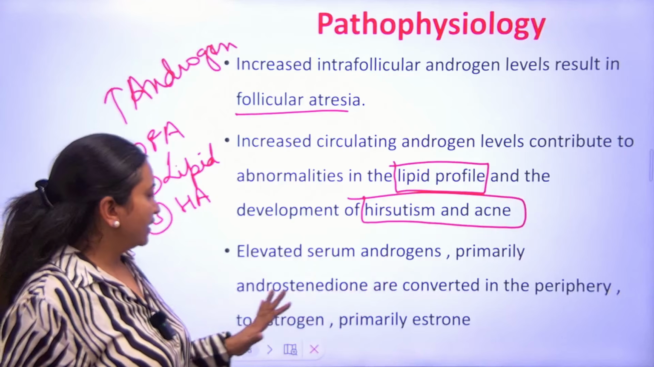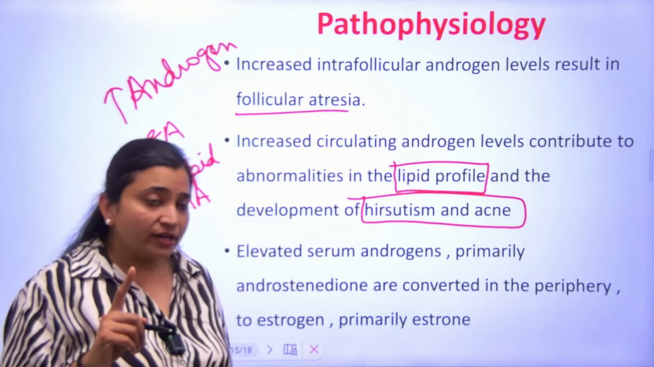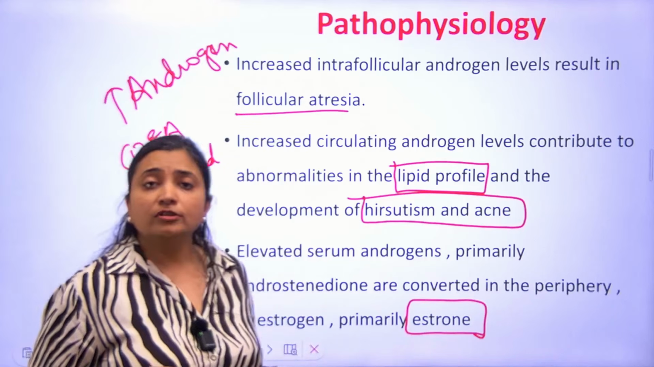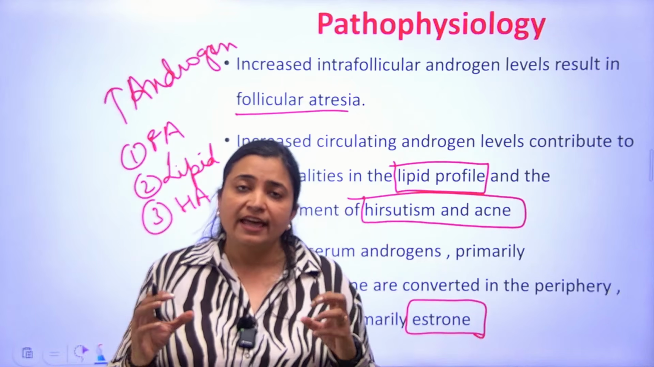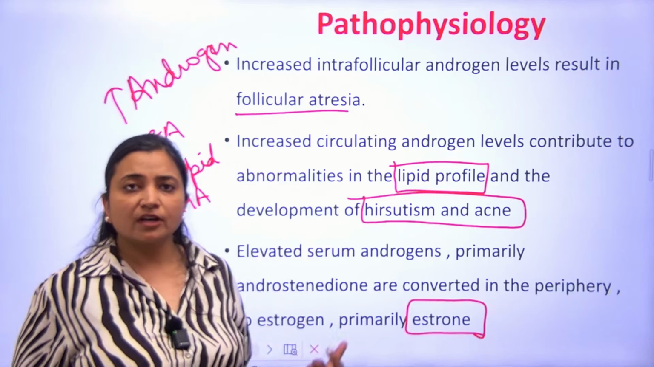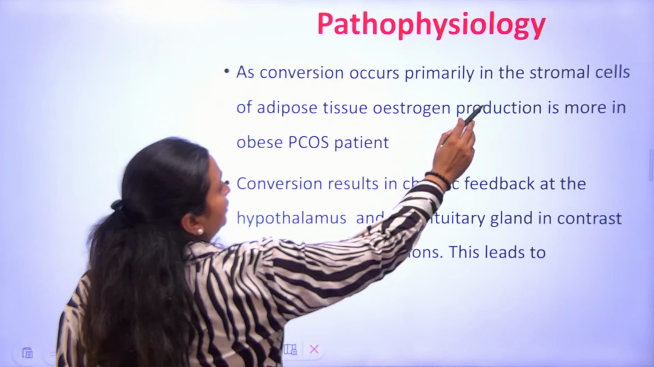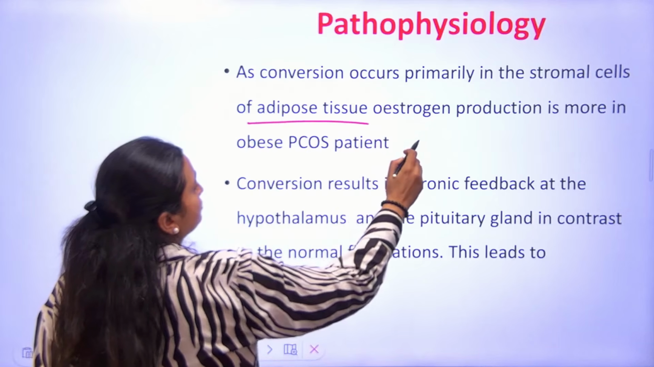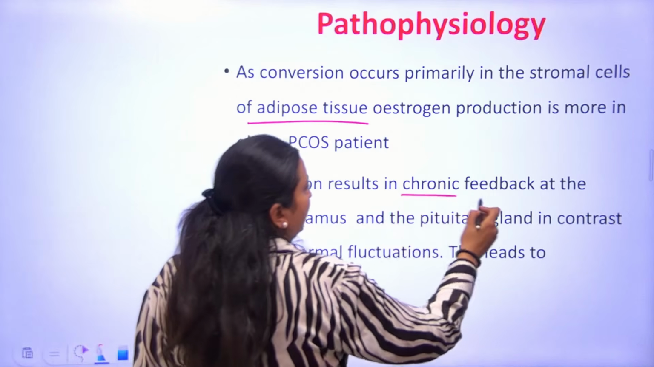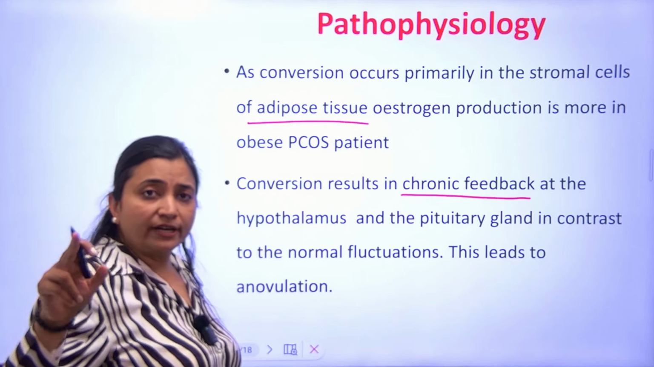Elevated serum androgens, primarily androstenedione, are converted in the periphery to estrogen, but that is not estradiol, that is E1, estrone, which is not as potent as estradiol. So the patients of PCOS who are obese have much peripheral adipose tissue. In the adipose tissue this conversion starts, androgen becomes estrone. As the conversion occurs primarily in the stromal cells of the adipose tissue, estrogen production is more in obese PCOS patients. Conversion results in a chronic feedback at the hypothalamus as estrogen increases, but that is not the potent one. It is not estradiol, it is estrone.